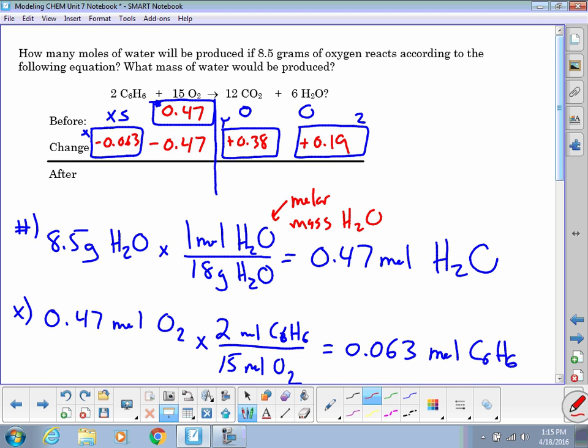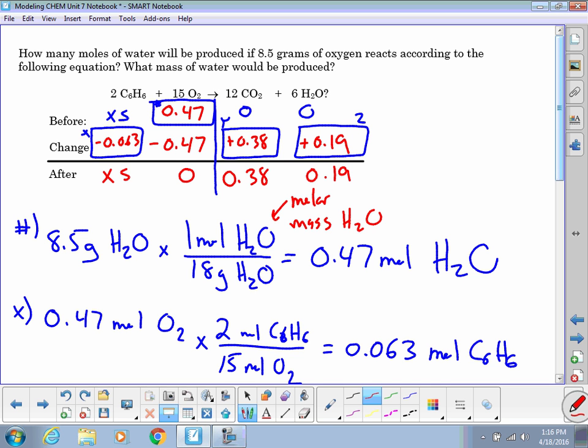Now I can do the after line. We're going to have an excess there because that's what we started with. No oxygen gas left over. We will have made 0.38 moles of CO2 and also made 0.19 moles of water. Now, the question wants to know how many moles of water will be produced. Well, we've got that answer right now, 0.19 moles of water.